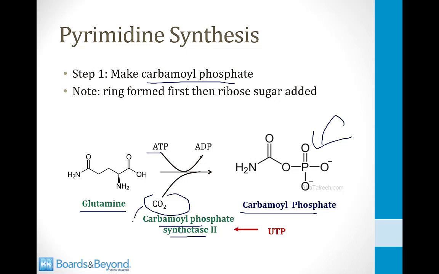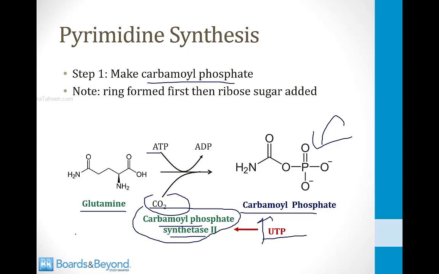This enzyme catalyzes the rate-limiting step in synthesis of pyrimidine nucleotides, and because it's the rate-limiting step, this enzyme is inhibited by uridine triphosphate, which is a pyrimidine nucleotide. So when there are lots of pyrimidines around, there will be more UTP, and that will inhibit this enzyme so that cells synthesize less pyrimidine nucleotides.